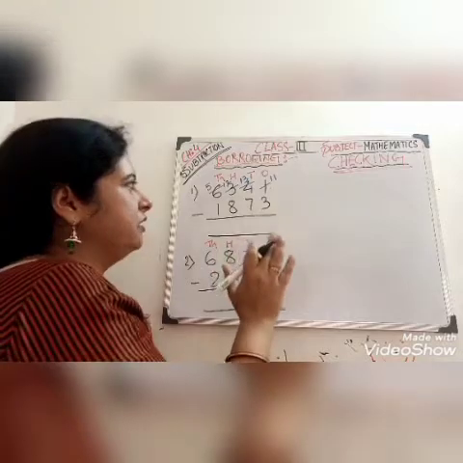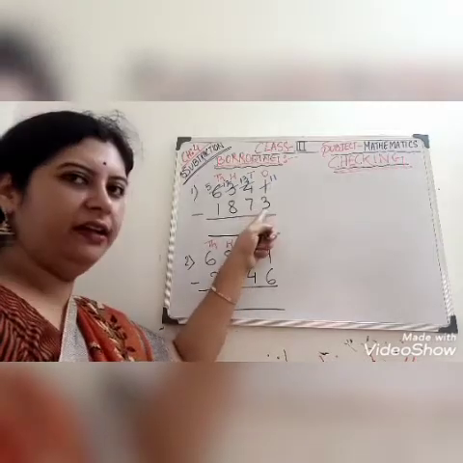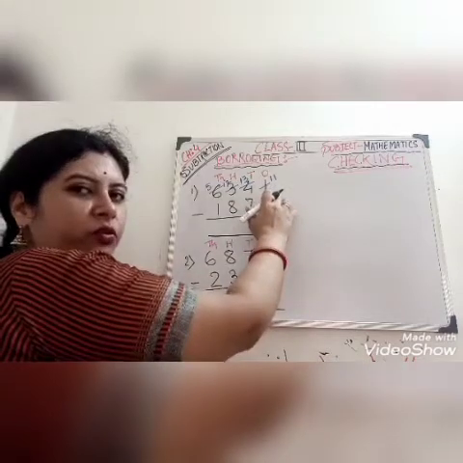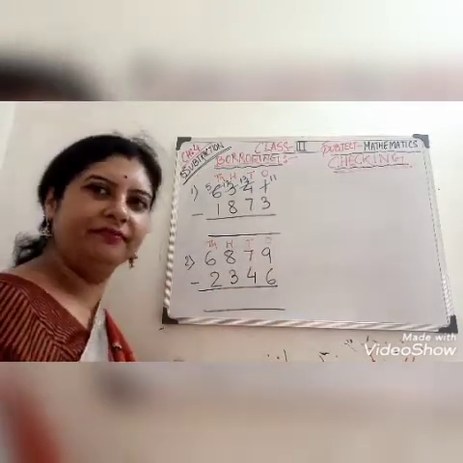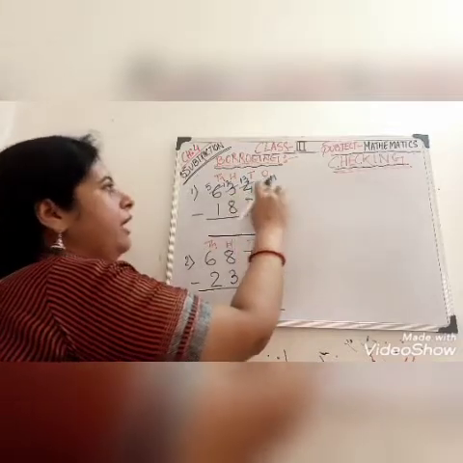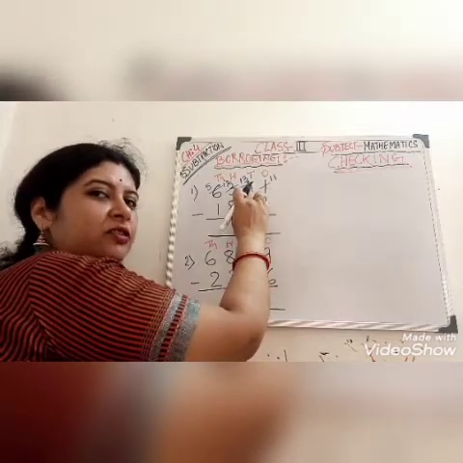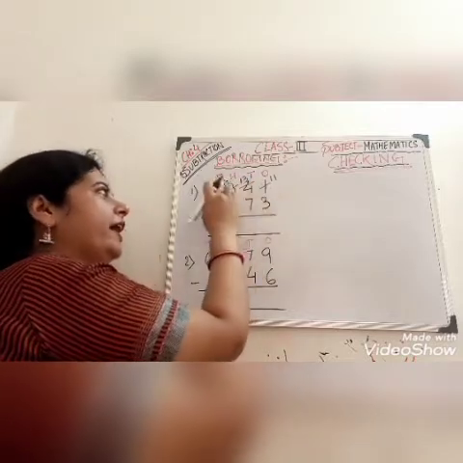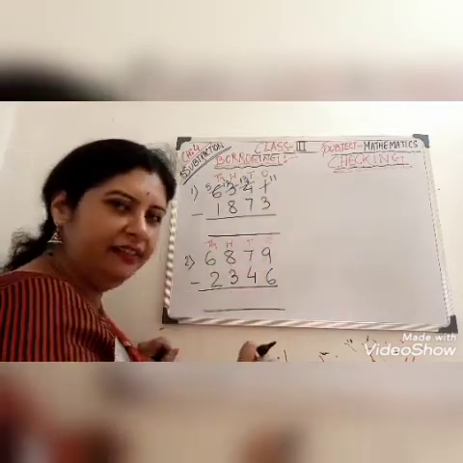Now start subtraction. But look children, here the subtrahend is bigger and the minuend is smaller in ones place. So what we do? We borrow 1 from the tens place and make it 11. Clear? So I cut the 1 and borrow 1 from 4 and make it 11. Next, this number is less. Again, the subtrahend is bigger and the minuend is less. So I borrow 1 from the 100 place and make it 13.